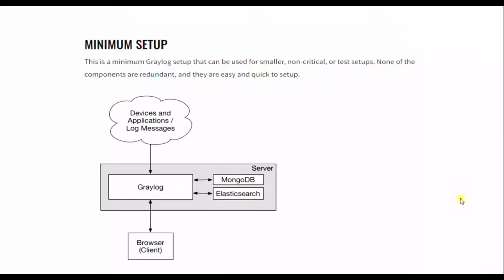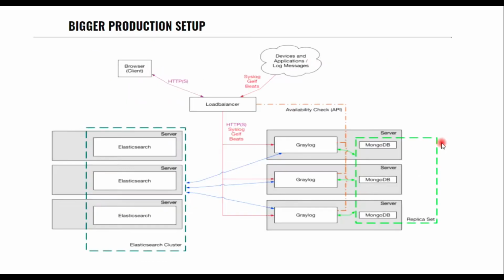Talking about the architecture, as we are doing it for practice or demo purposes, I'm just using one server, and on that one server I'm trying to do a minimal setup. That's Graylog, MongoDB and Elasticsearch on the same server. As we are using Docker, there would be a Graylog Docker container, a MongoDB container, and one Elasticsearch container. However, in the production environment, the picture is different.